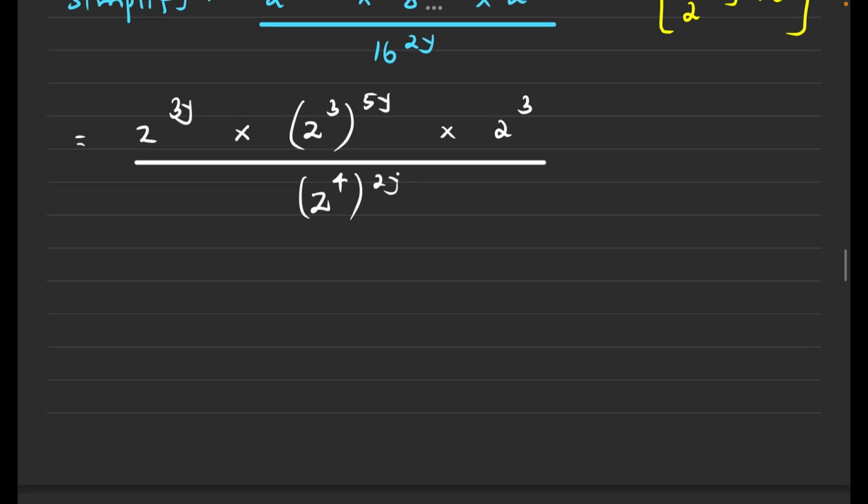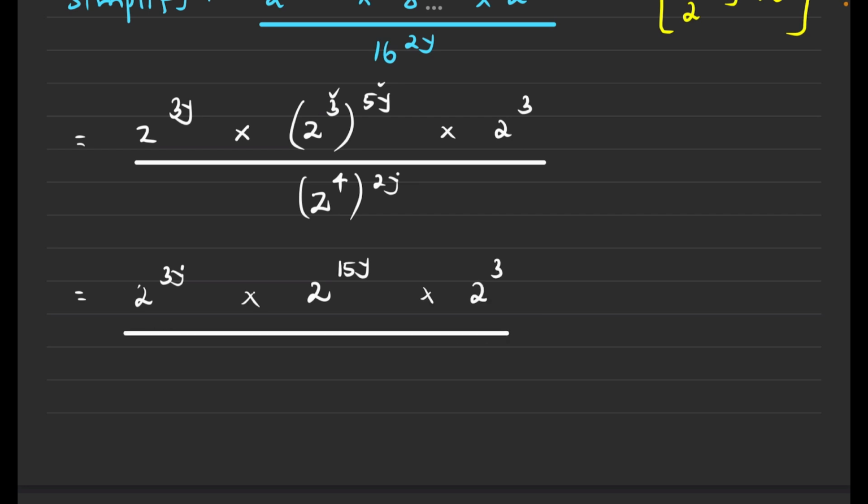And then now, guys, at this point, we are going to utilize the power rule where we multiply the exponents, right? So it's going to be 2 to the power 3y multiplied by, so this 3 here and this 5, we're going to multiply them together. It's going to be 2 to the power 15y times 2 to the power 3. I'm dividing everything once again by 2 to the power 4 to the power 2y. So I'm going to multiply 4 times 2y.